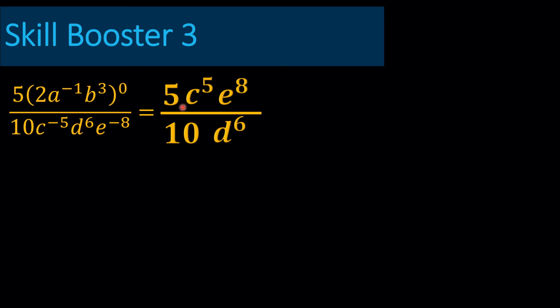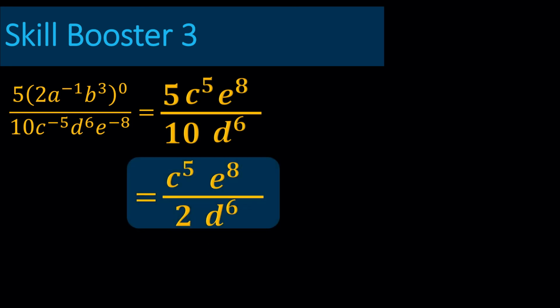So since 5 and 10 are divisible by 5, we divide both of them by 5. 5 divided by 5 is 1. Again, we don't need to write 1 because we have remaining factors, c to the power of 5 and e to the power of 8. And then on the denominator, 10 divided by 5 is equal to 2. Then copy d to the power of 6. And since we do not have negative exponents anymore, we also do not have power expressions of the same base, then we are done. That's it.